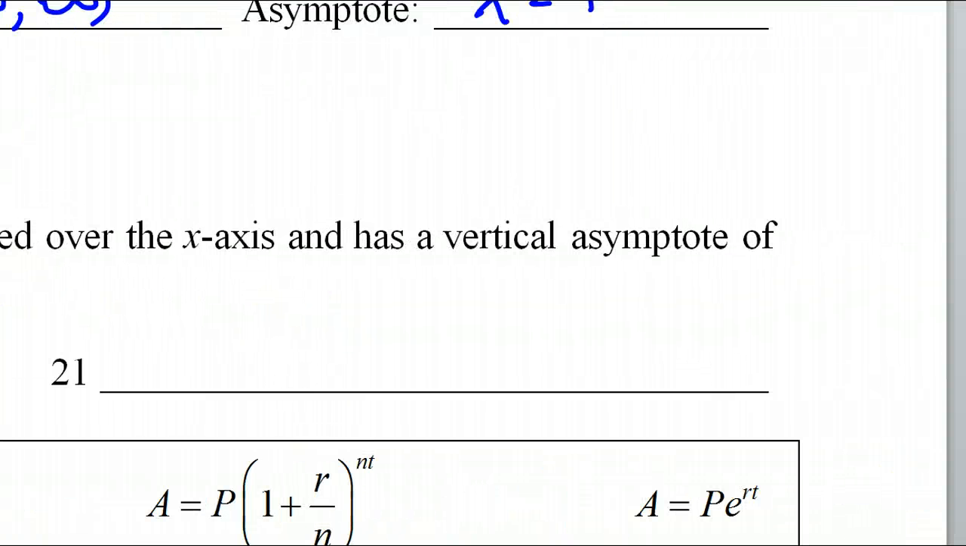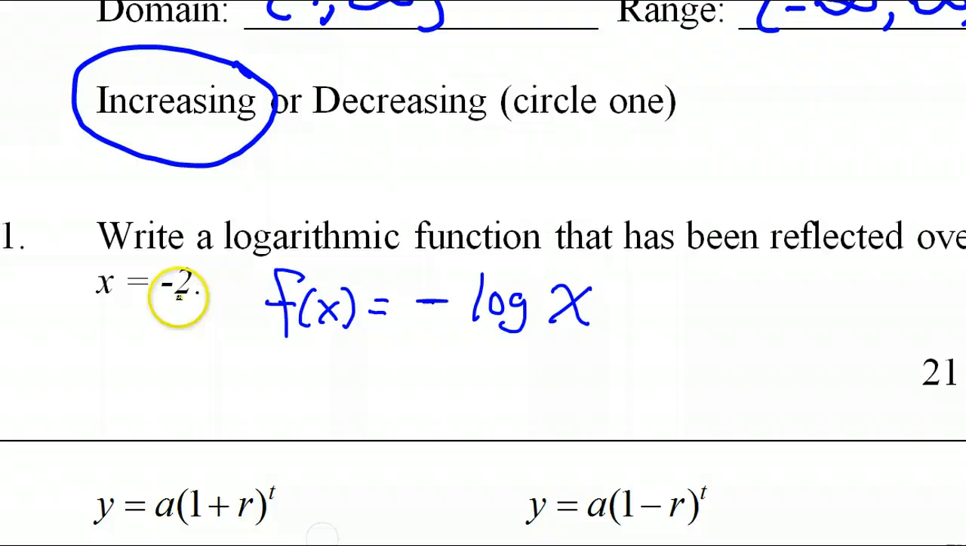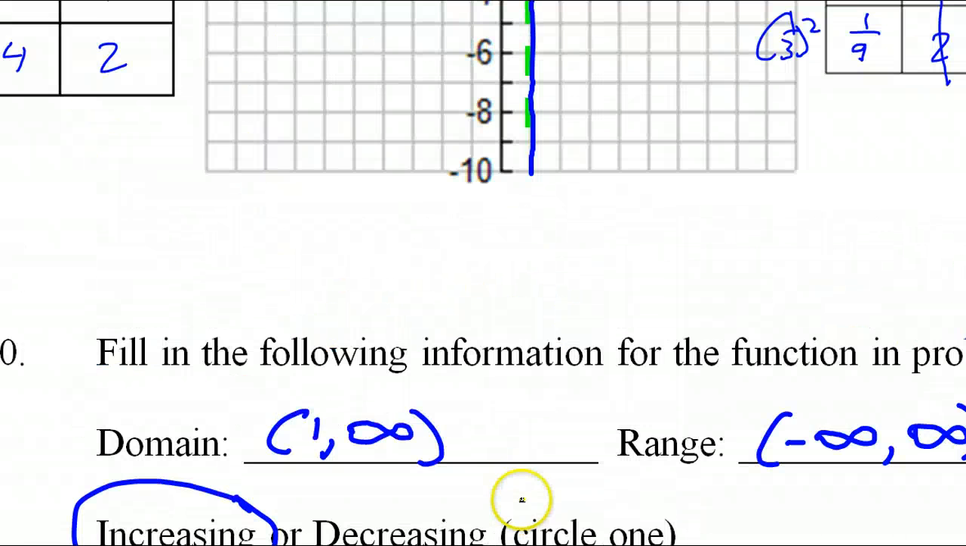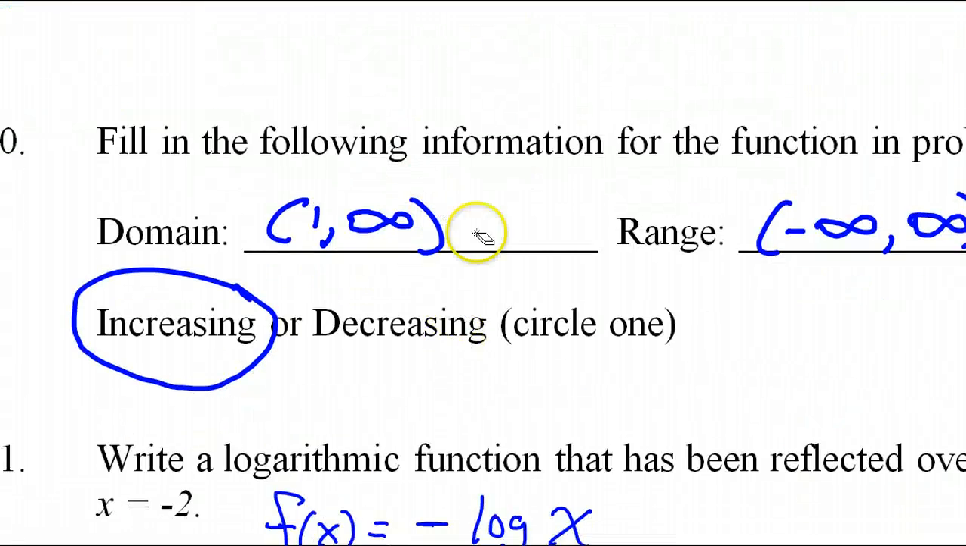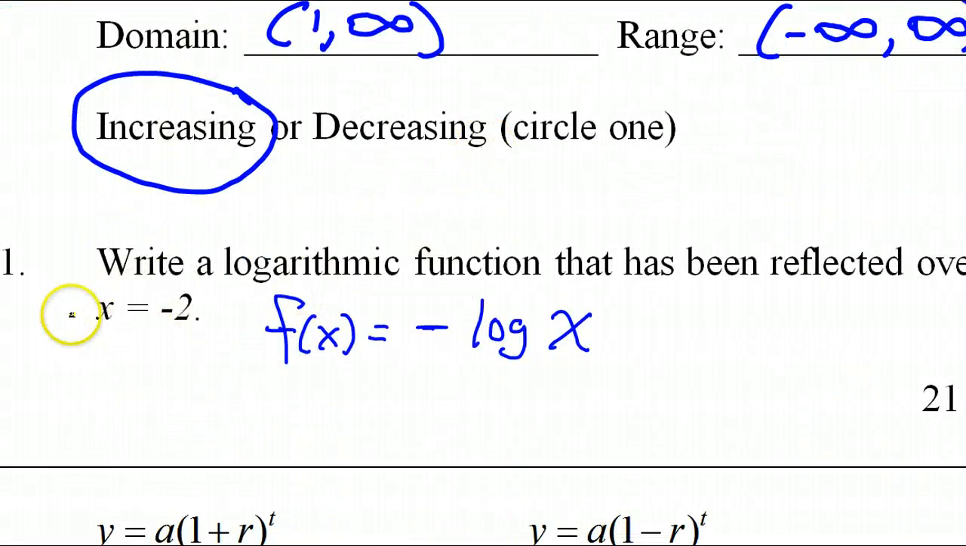Now, if it has a vertical asymptote of x equals negative 2. Now, you know that a normal asymptote is at 0. So if it's suddenly over here at negative 2, that means it has been shifted left 2. So that's an indirect way of saying the graph is shifted to the left 2. Okay, so that's what this means, left 2.